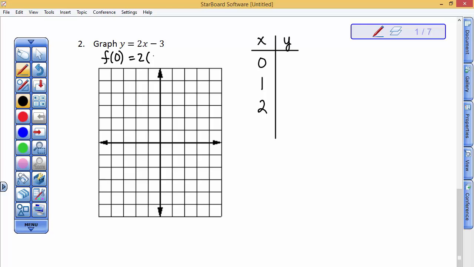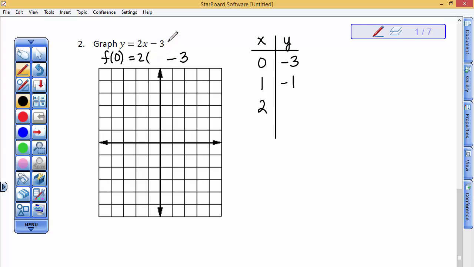Now let's put a 1 in for x. So right here, I'm going to put a 1. Order of operations says to multiply. 2 times 1 is 2. 2, take away 3 is a -1. Let's do it again. So let's put a 2 in here. 2 times 2 is 4. 4 minus 3 is 1.